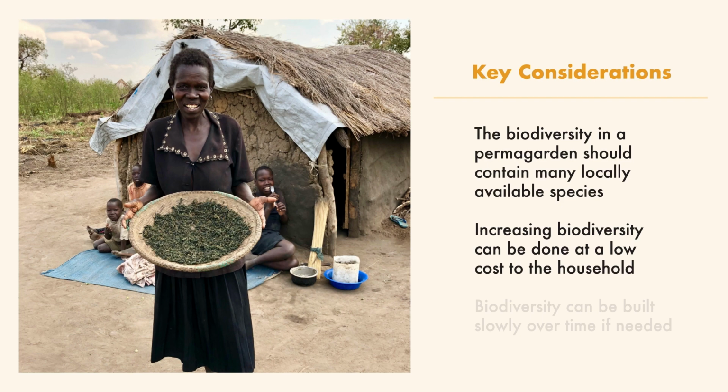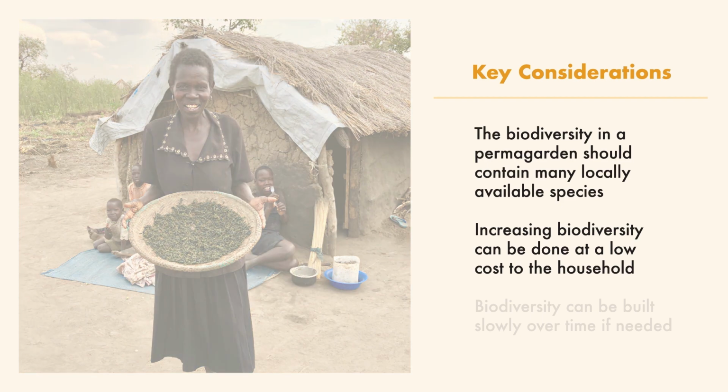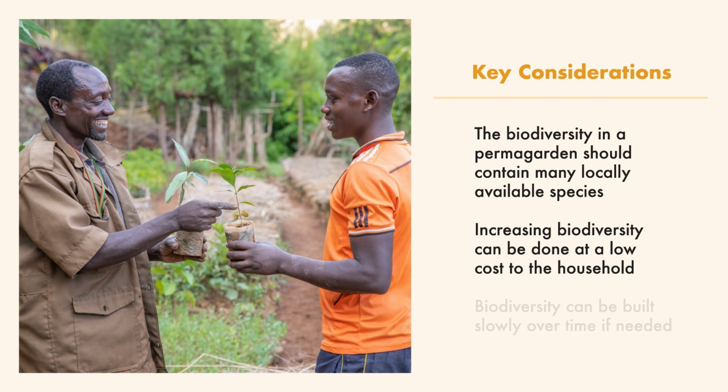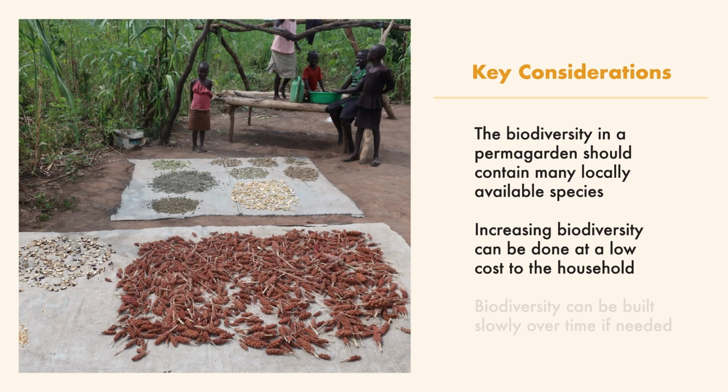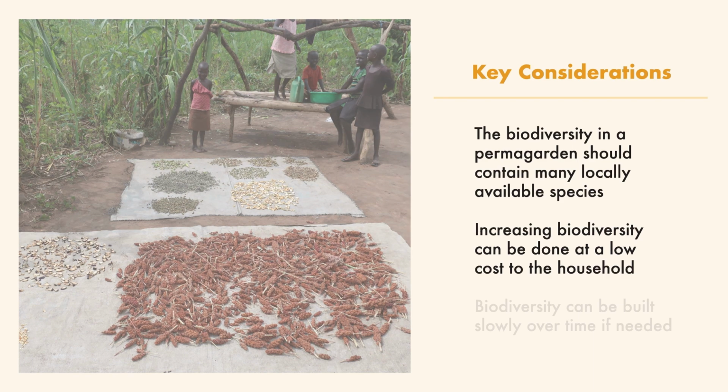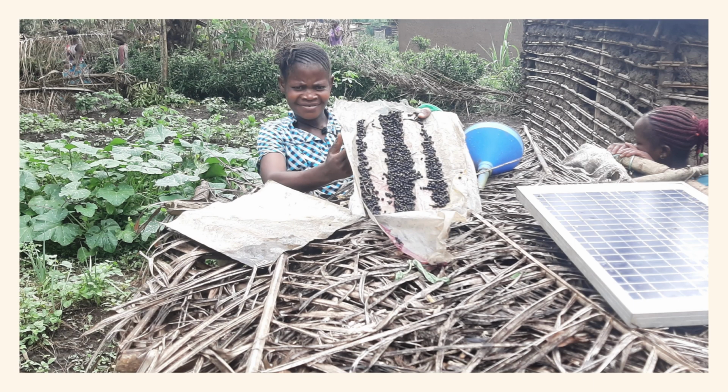How can we do this? For example, seeds and cuttings from useful species can be shared between households or sustainably sourced from wild areas and local vegetable markets. Non-hybrid seeds can also be saved from previous harvests and shared or exchanged with neighbors. Over time, these investments in biodiversity may result in new income opportunities for households as they diversify the number of crops, animal fodder, and building materials they can sell.